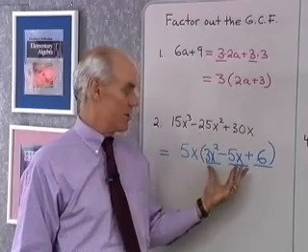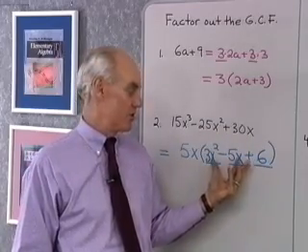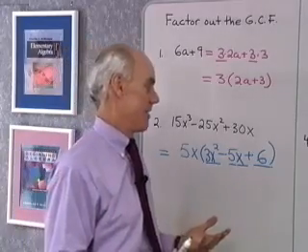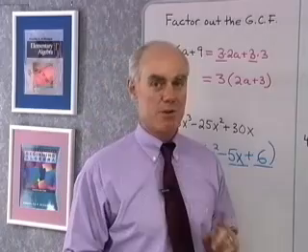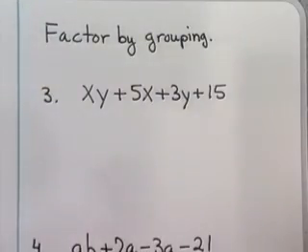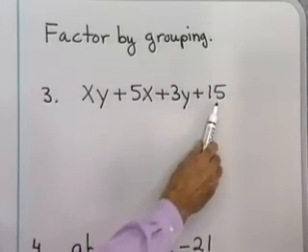Later we'll see if there's a way to factor this trinomial that remains here a little further, but for right now all we want to do is take out the greatest common factor. Second method of factoring is factoring by grouping. Here's our next problem. Let's factor by grouping xy plus 5x plus 3y plus 15.